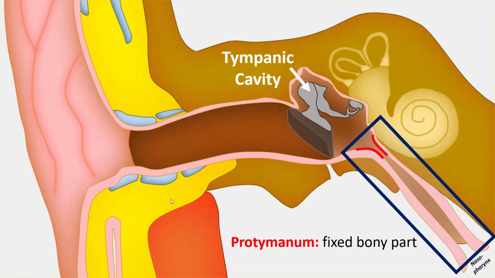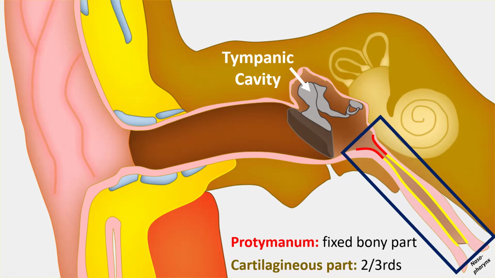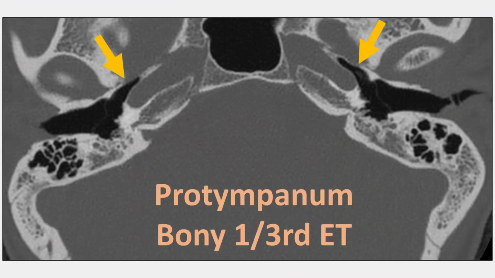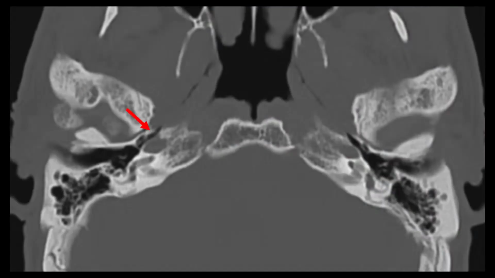And as said, the Eustachian tube has two parts: a fixed bony part, a small one called the protympanum, and a longer anterior part lined with cartilage called the cartilaginous part. Let's move on to a CT image. On this image, we see the fixed bony part, the protympanum, which is located anteriorly of the hypotympanum of the temporal bone. And on this CT image, we can even see the cartilaginous part.